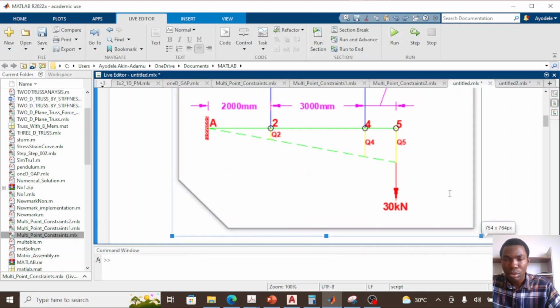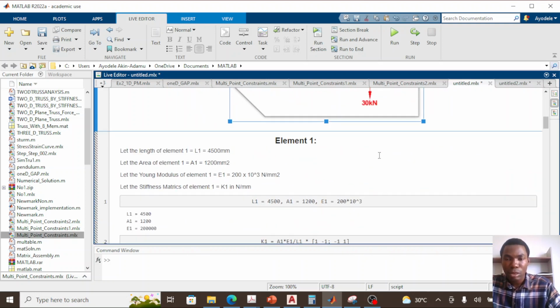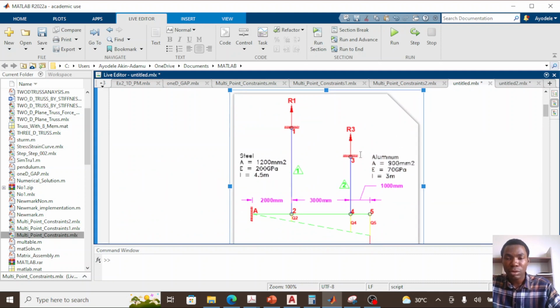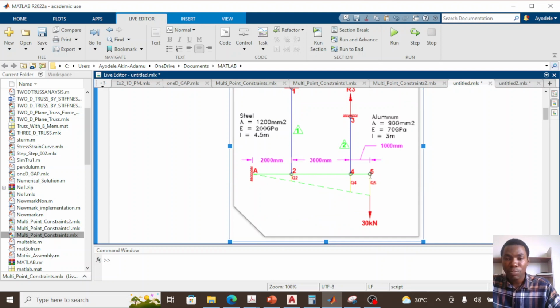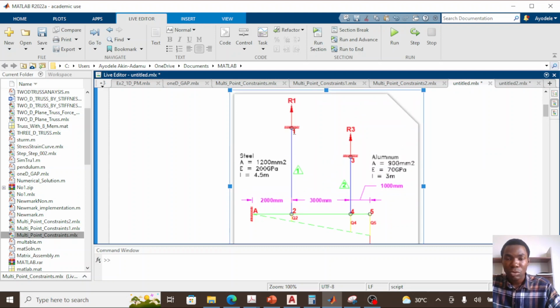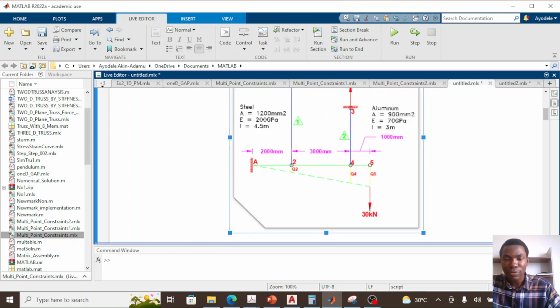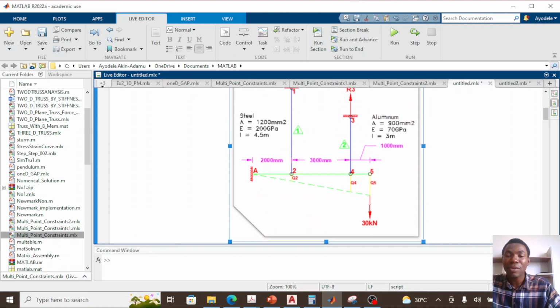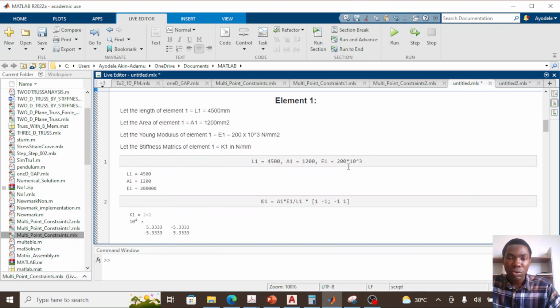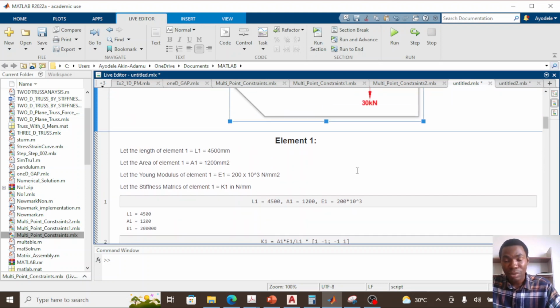So we see it. This is our finite element model. It has 2 finite elements and 3 multi-point constraints, Q2, Q4, Q5. Node 1, node 2, node 3, node 4, node 5. So it means our stiffness matrix will be a 5 by 5 matrix. Now we need to define our global stiffness matrix for finite element 1 and finite element 2.